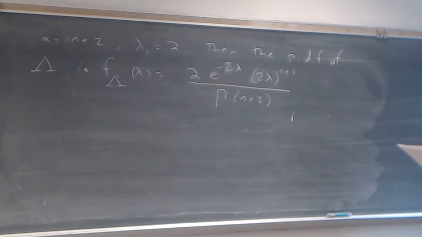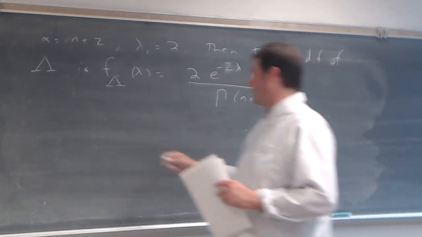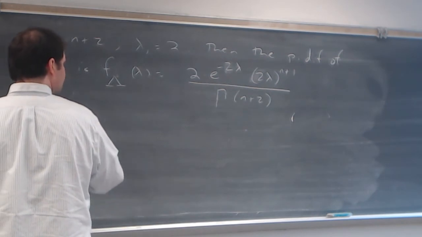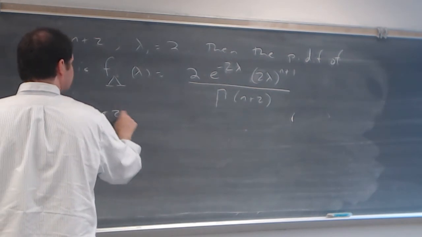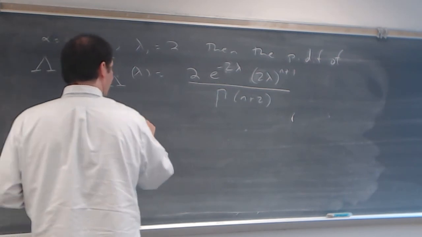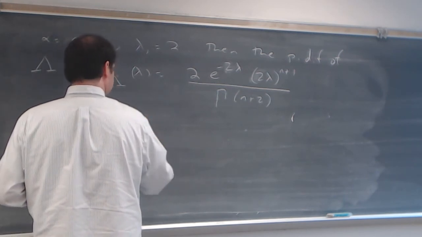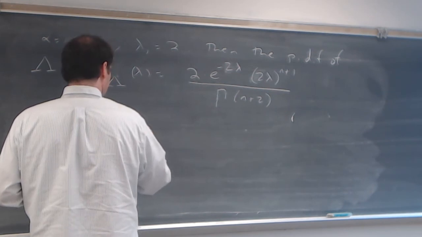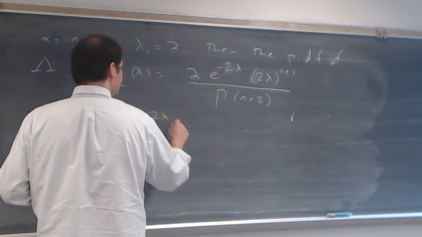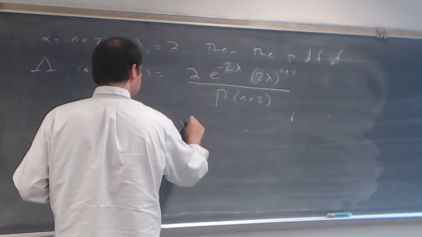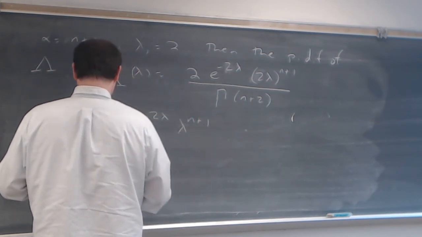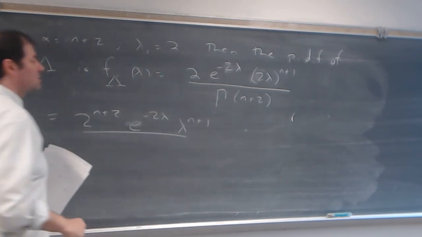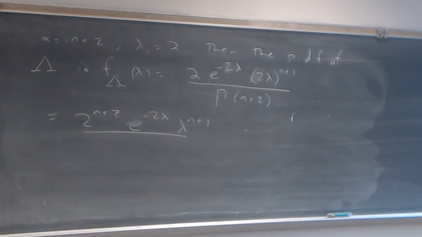That is correct. Now that can be simplified. That's equal to 2 to the n plus 2 e to the minus 2 lambda, lambda to the n plus 1, all over, now what is gamma of n plus 2 where n is a natural number?